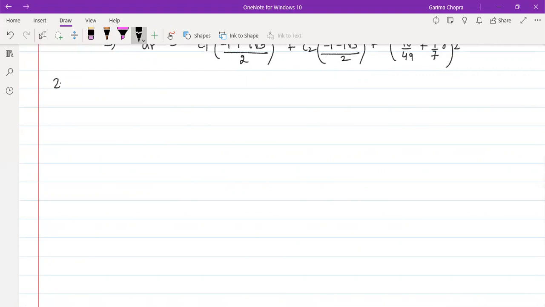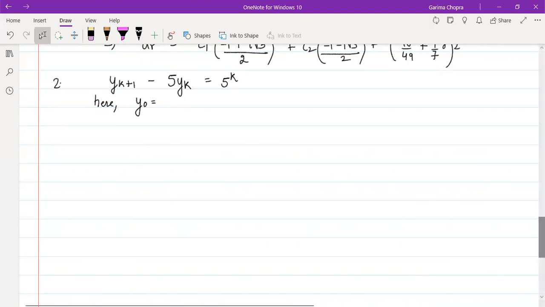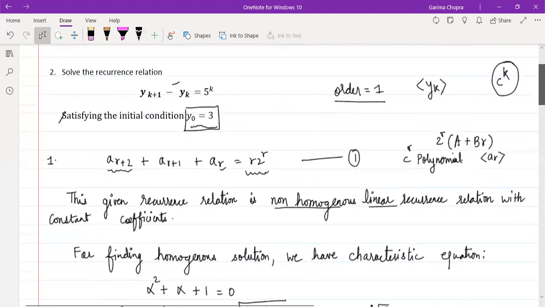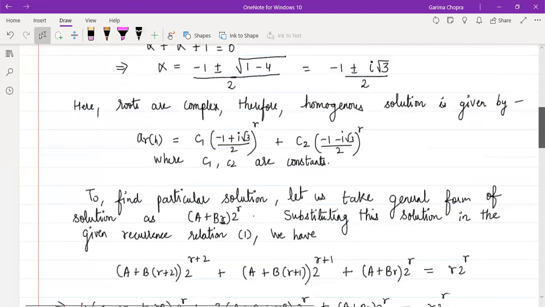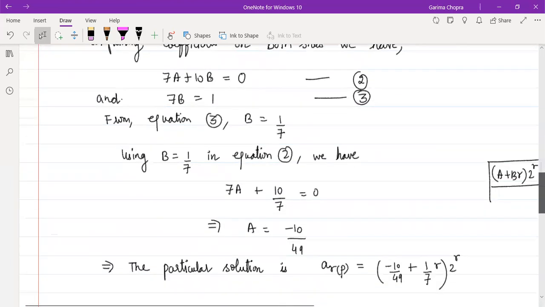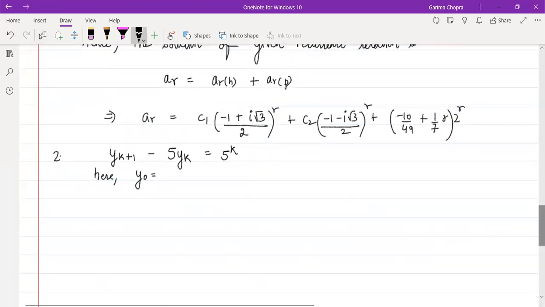We have here the recurrence relation y(k+1) minus 5 y(k) is equal to 5 raised to power k, and here the initial condition is given: y0 is equal to 3. So here the y0 is 3.